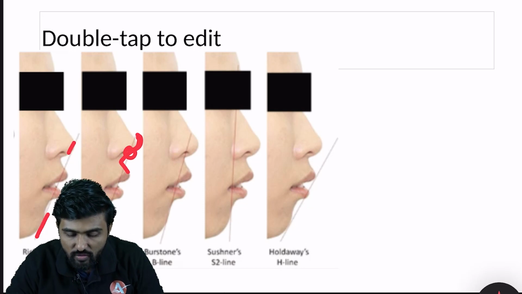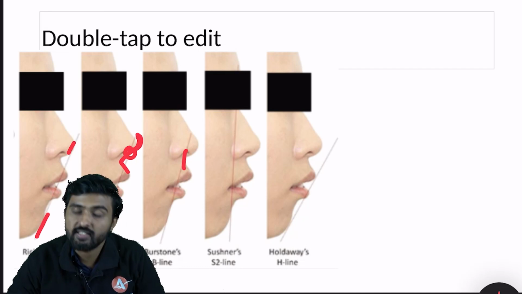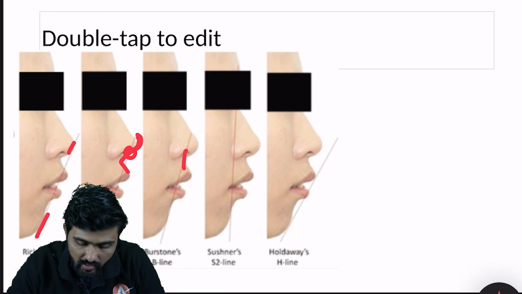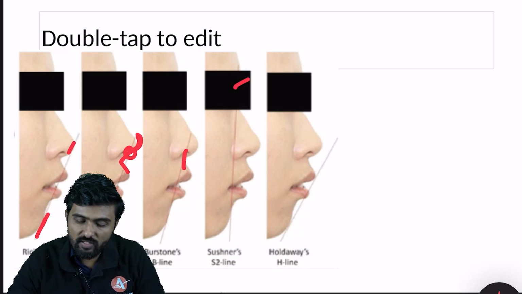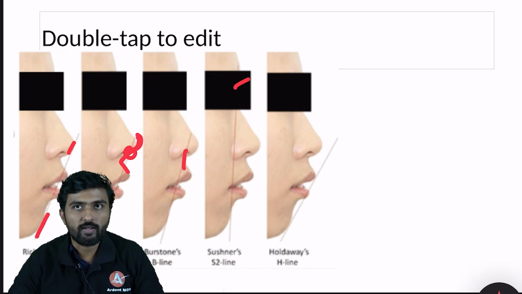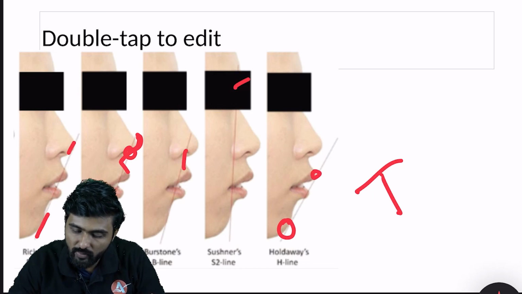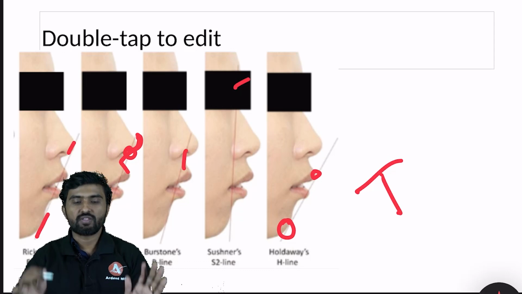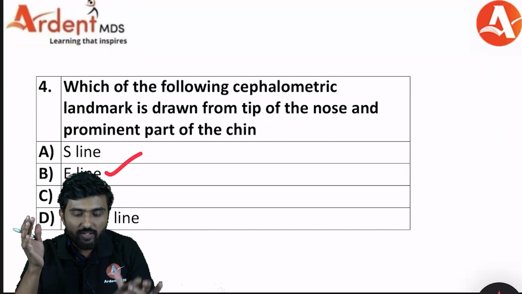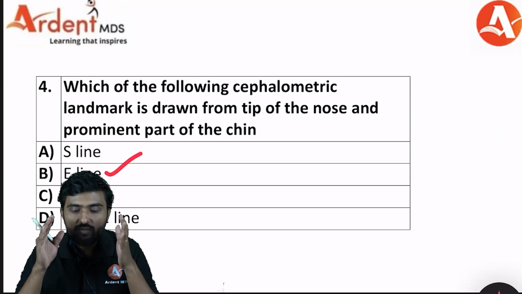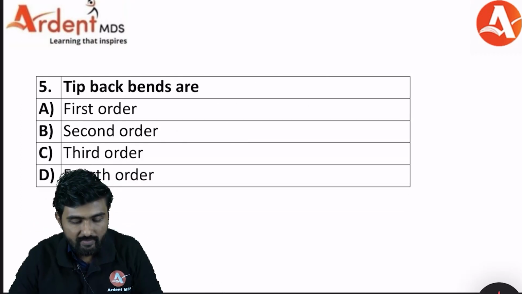Then we have the Sushner's line, then we have the Burstone line. This line passes from the subnasal, this zone is called subnasal, and the prominent part of the chin. We have Sushner line which is passing from soft tissue nasion to soft tissue pogonion, and we have the Holdaway or Harmony line which is drawn tangential to the prominent part of the chin and the prominent part of the upper lip. Okay, so these are the various aesthetic lines we have to measure the facial harmony, and for this specific question, the answer for the cephalometric landmark which is drawn from the tip of the nose and the prominent part of the chin is nothing but Ricketts E line.